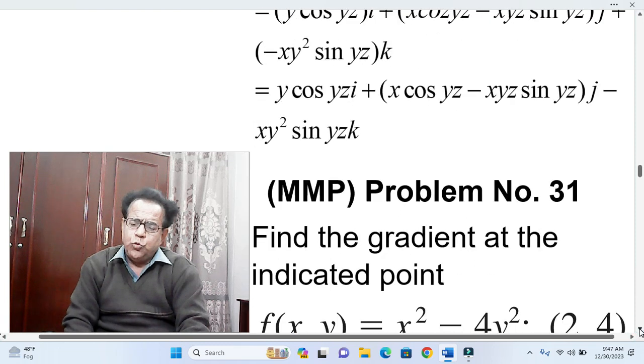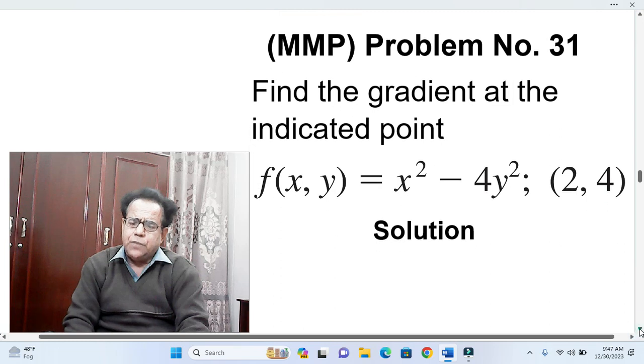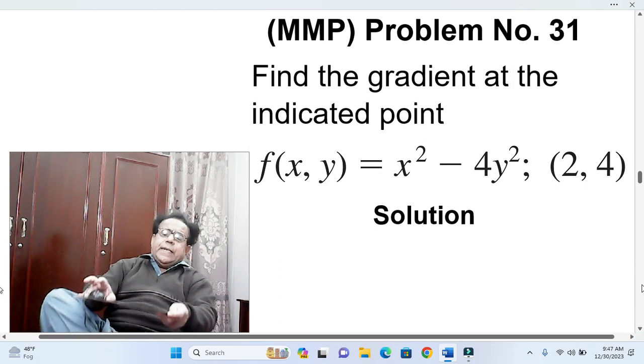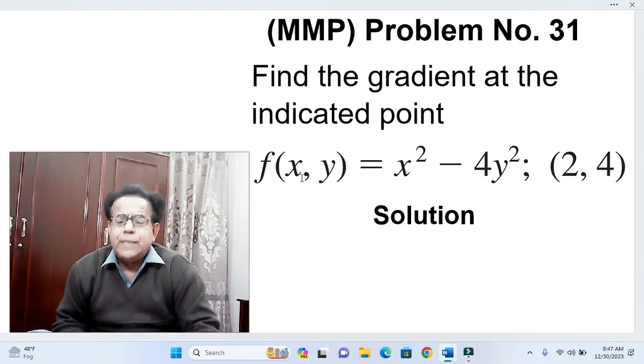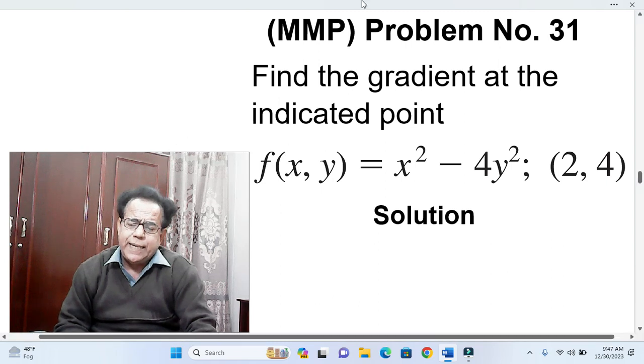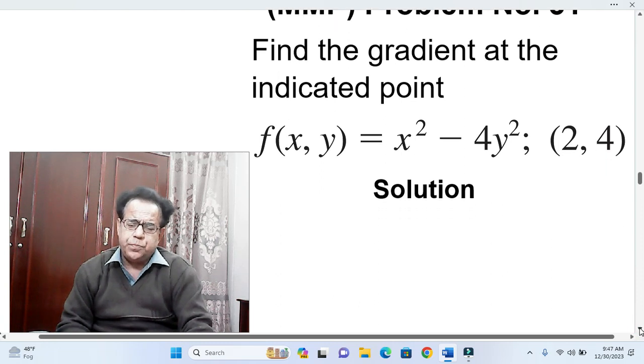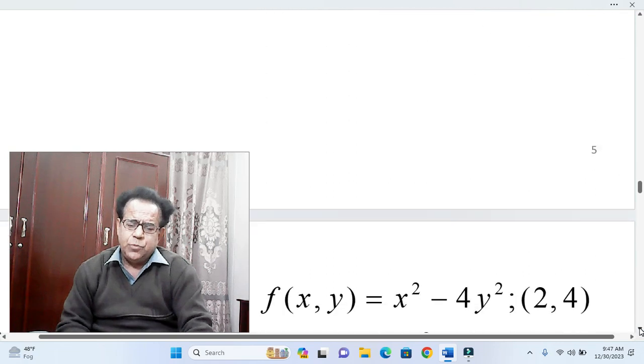Now we move forward. Mathematical methods in physics, problem number 31. Find the gradient at the indicated point. Here the method is quite the same. The only difference is that at the end we have to put 2 in place of x and 4 in place of y. No more complication.